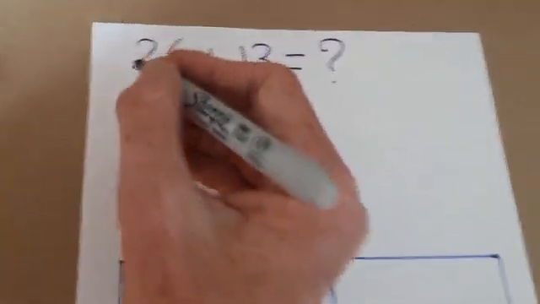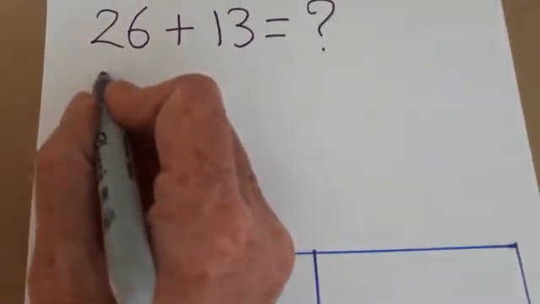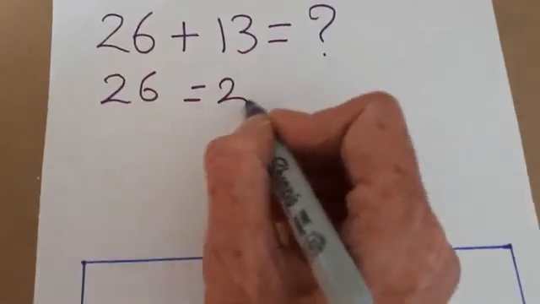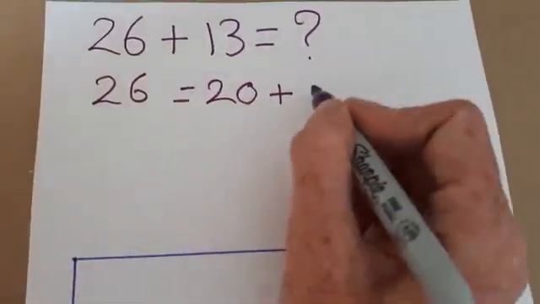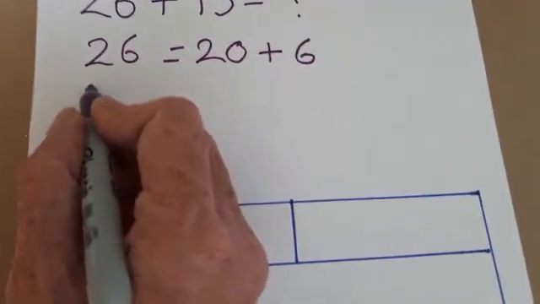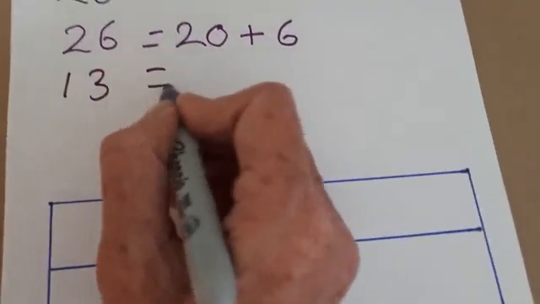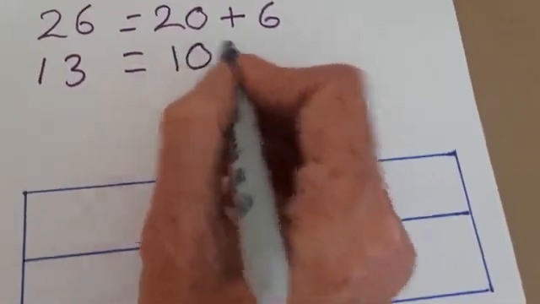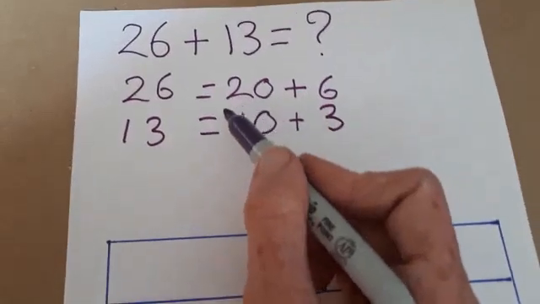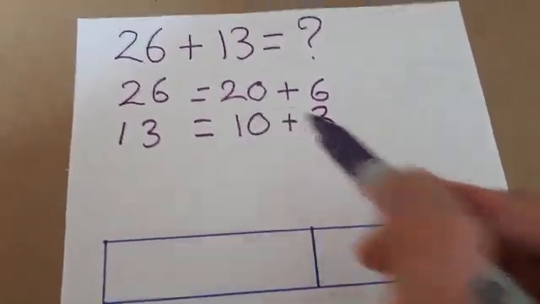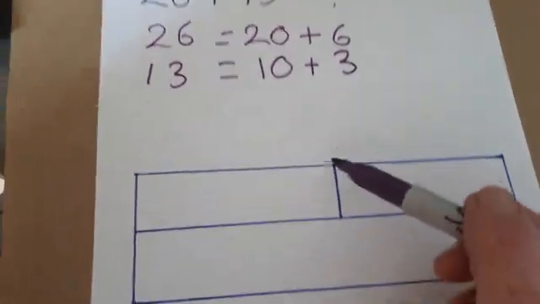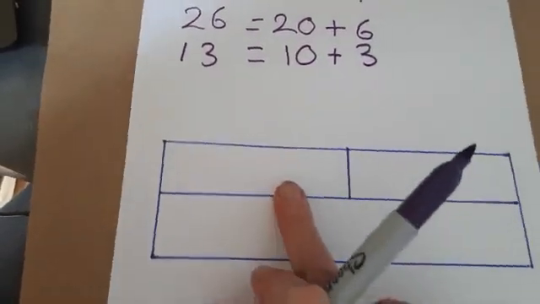So 26 would be 20 plus 6. 13 would be 10 plus 3. I have partitioned these into tens and ones. I'm now going to move my tens and ones onto my bar model.